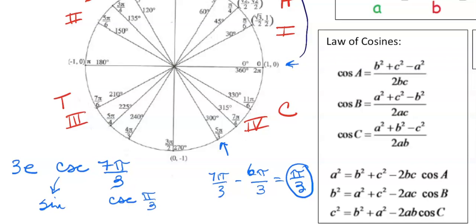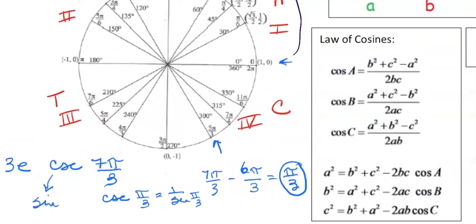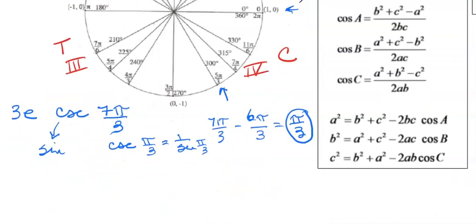So in any event, I really now want the cosecant of pi over 3. That's going to be 1 over the sine of pi over 3. Well, what is the sine of pi over 3? The sine of pi over 3 is root 3 over 2. So 1 over root 3 over 2 is going to be 2 over root 3.